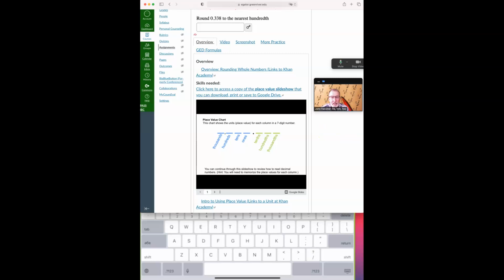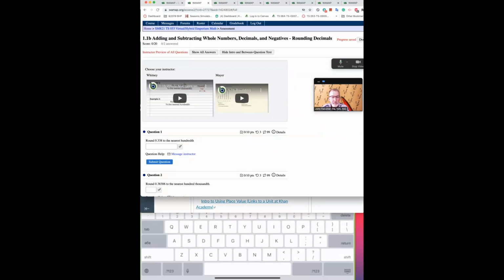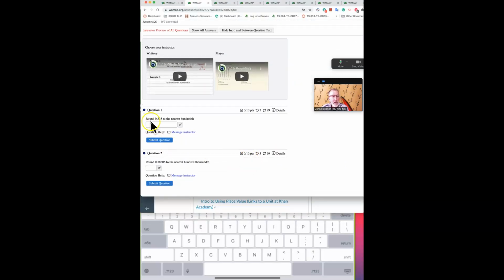All right, let's take a look at WAMAP and look at the problem. All right, we're asked to round 0.338 to the nearest hundredth. So this can also be read 338 thousandths, right? Because the 8, the last number, is in the thousandths column. So 338 thousandths is one way to read it. The other way is 0.338. So we're going to round that to the nearest hundredth. So let's take a look at the tablet.